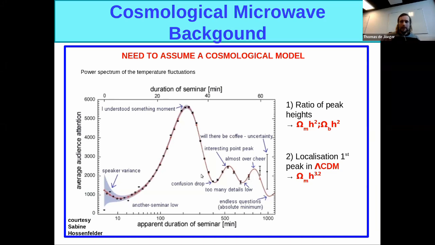So this is almost the same as the average audience attention of my presentation. We have some peaks when people understand something, and drops when people start to be tired, or maybe I give too many details. But from the CMB, you get the same plot, and each peak, or the ratio of the peaks, can give you some constraint on the cosmological parameters.